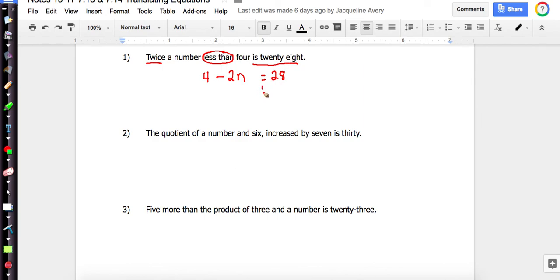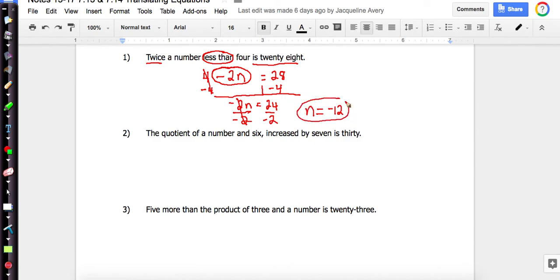Now, remember, when we have addition or subtraction, draw your t, circle your variable. So remember, there's a minus sign in front of 2n, so that means 2n is negative. But we want to get rid of this number first. And how do we get rid of 4? We subtract 4. 4's cancel. Bring down negative 2n. 28 minus 4 is 24. Opposite of multiplication is division. Negative 2 divided by negative 2 is a 1 in disguise, so n equals negative 12.